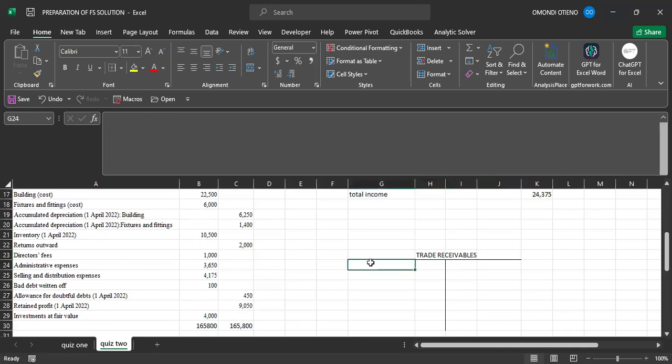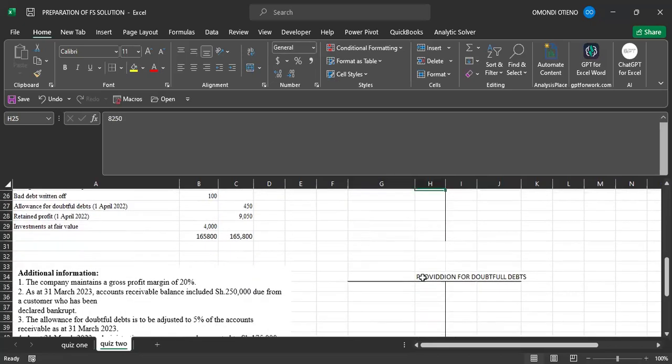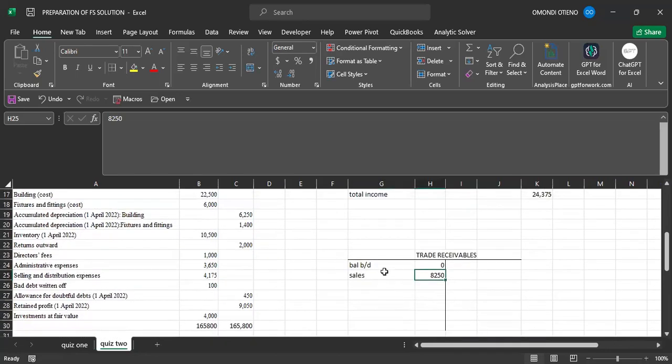So do we have a balance brought down from the previous year? We cannot tell, right? We can maybe say it was 0, then we have sales, so credit sales. Credit sales will be bringing in money here, which is 82.50, right? Remember this 82.50, it is the balance brought down.